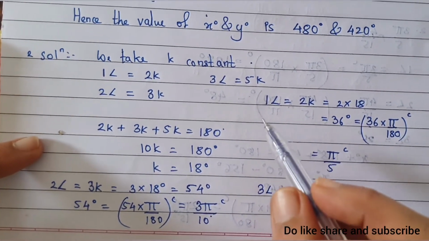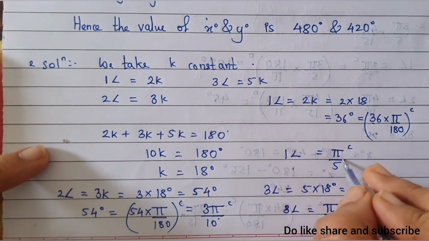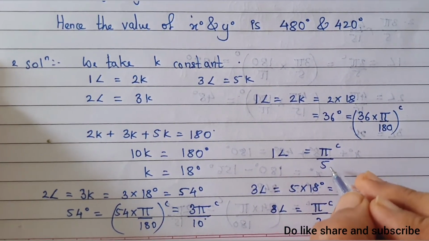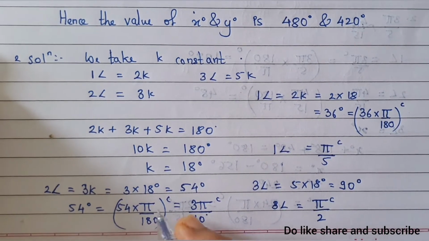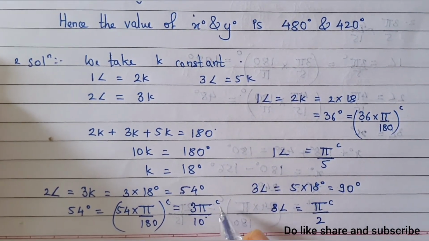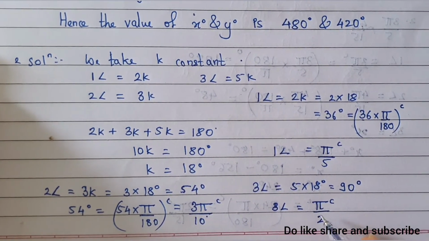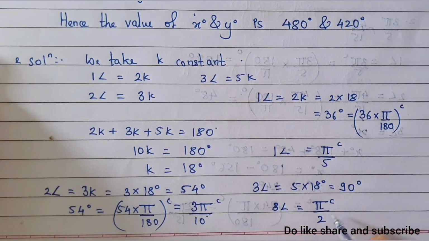Hence we have got the solution. For the first angle, the measure will be pi by 5. For the second angle, the measure of angle will be 3 pi by 10 radian. And for the third angle, the measure of angle will be pi by 2 radian.